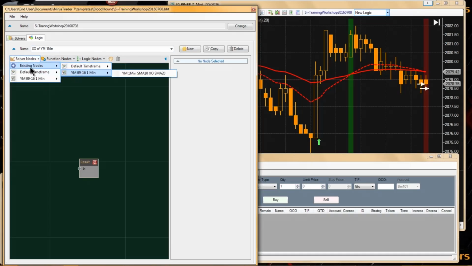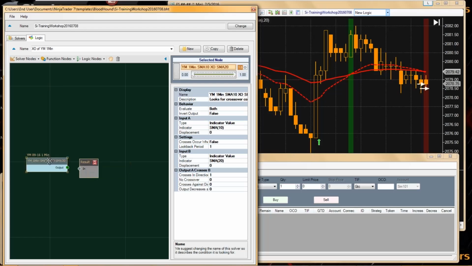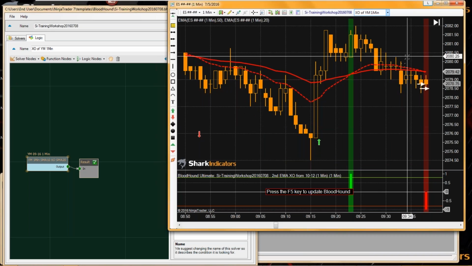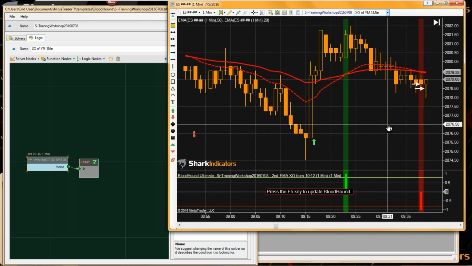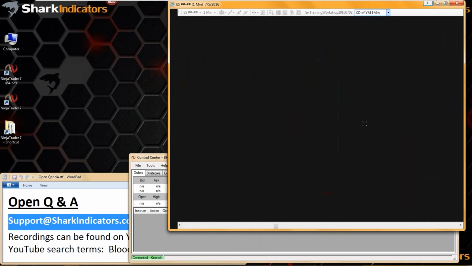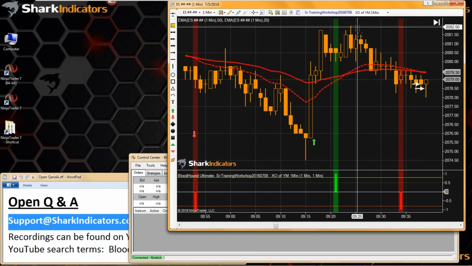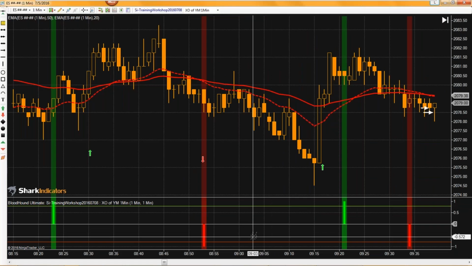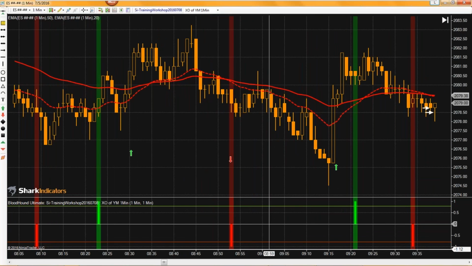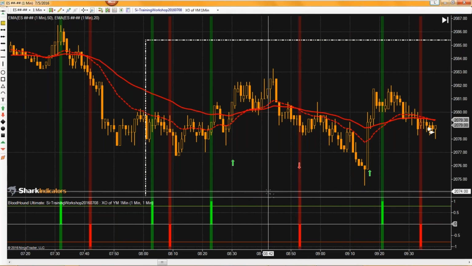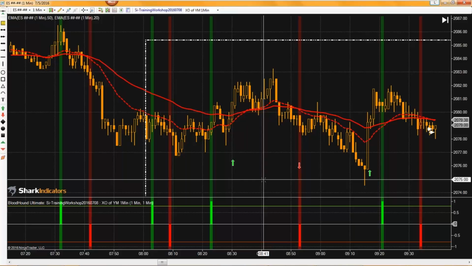So look, under existing nodes here, you notice I have default time frame, and then I also have the YM 1 minute chart as well. So there's that solver. Grab that and take a look. And there we go. Oh, I need to refresh my chart. And there we go. So there's some crossover signals from the YM 1 minute chart. Just like that.